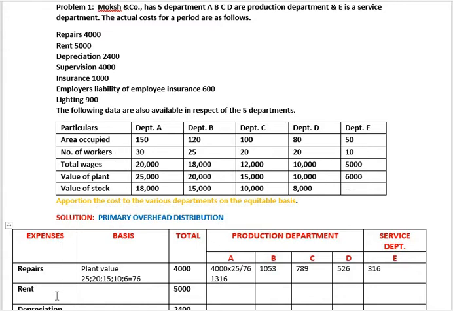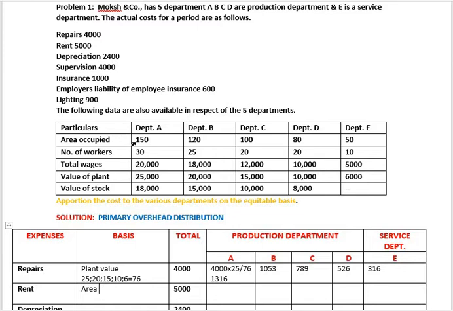So rent is distributed using the value or area occupied. So you cannot distribute rent in the ratio of number of workers. You can't distribute rent using total wages, and you cannot distribute using value of plant and value of stock. So the basis for apportionment of rent is area occupied. Okay, so area occupied.